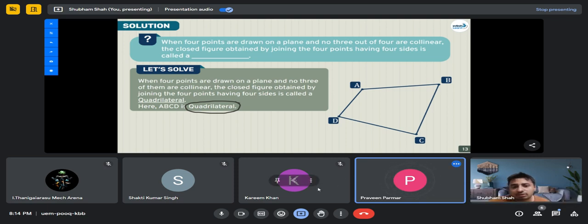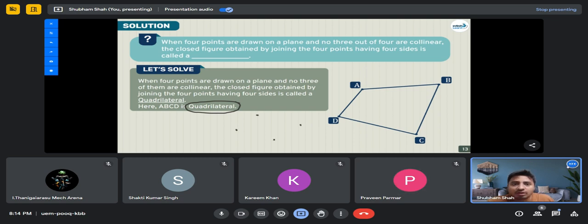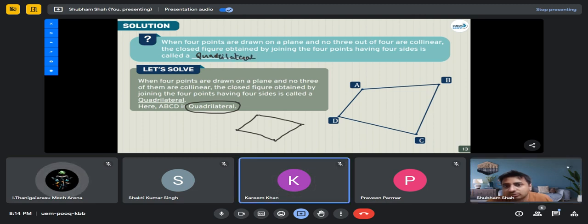Mute your mic. Look, when four points are drawn on the plane, for example, these are the four points 1, 2, 3, and 4, and no three out of four are collinear, none of them is collinear. Collinear means on the same line. So the figure formed by joining all the points is known as a quadrilateral. Clear? So what is the answer of question number one? Quadrilateral. Okay? Write down the question. Write in your copy fast.